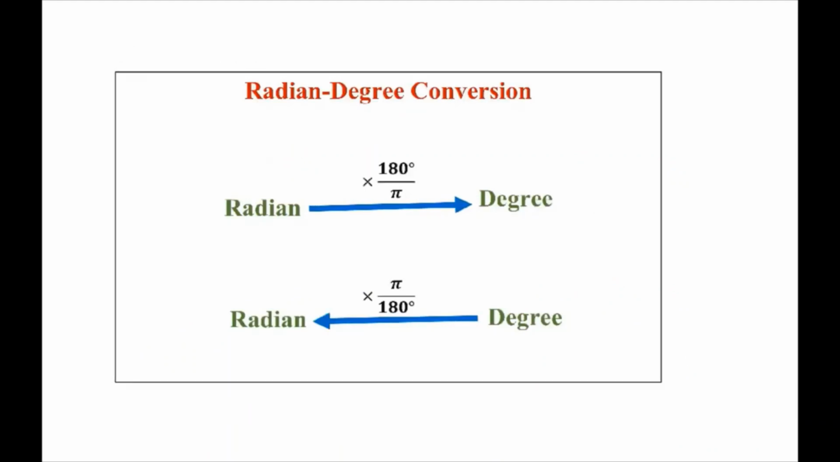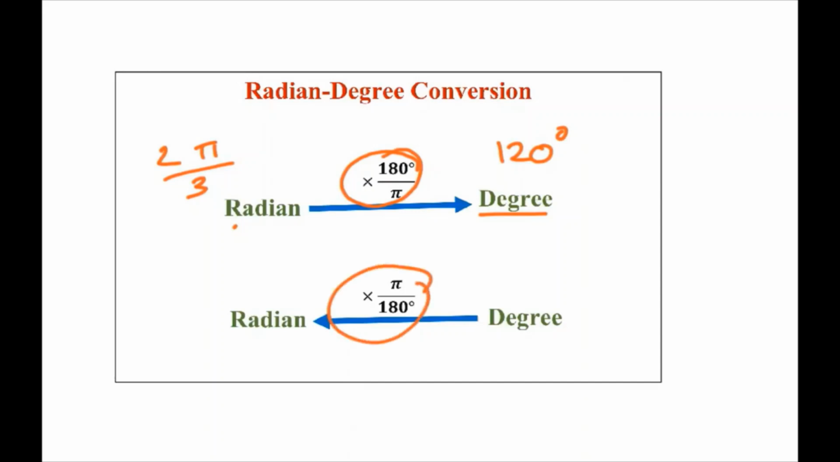Now, we will learn how to convert between radians and degrees. When it comes to an angle, we are using two measurements, either degree or radian. Degree is like 120 degrees, for example. Radian, when we are using, for example, pi, so 2 pi over 3. In order to convert from radian to degree, we multiply by 180 over pi. And if I want to convert from degree to radian, I'm going to multiply by pi over 180.